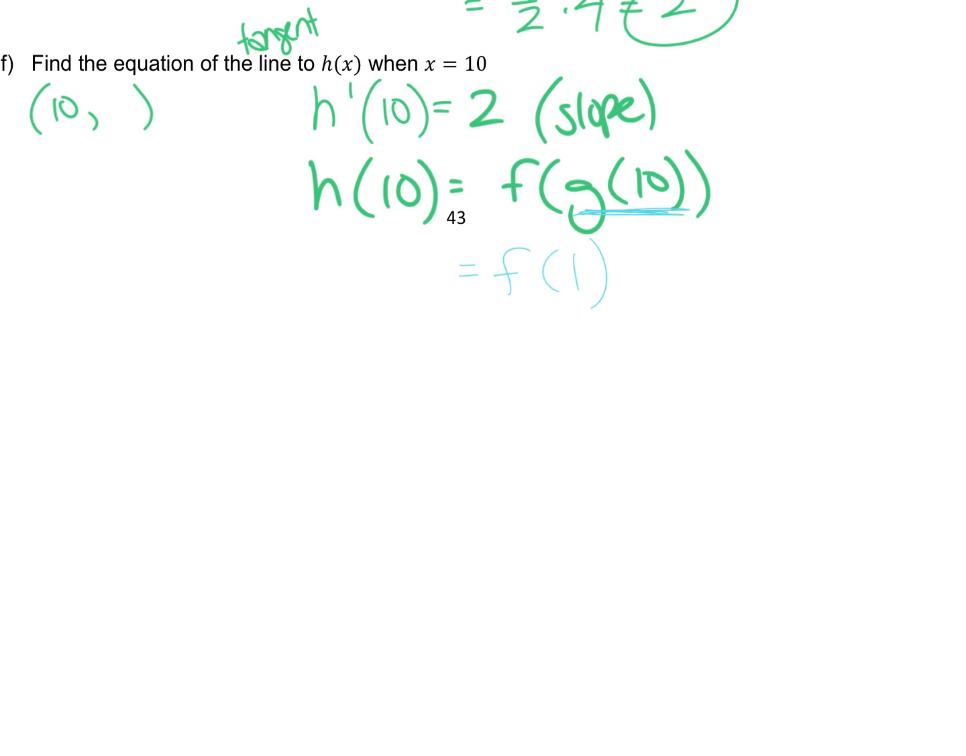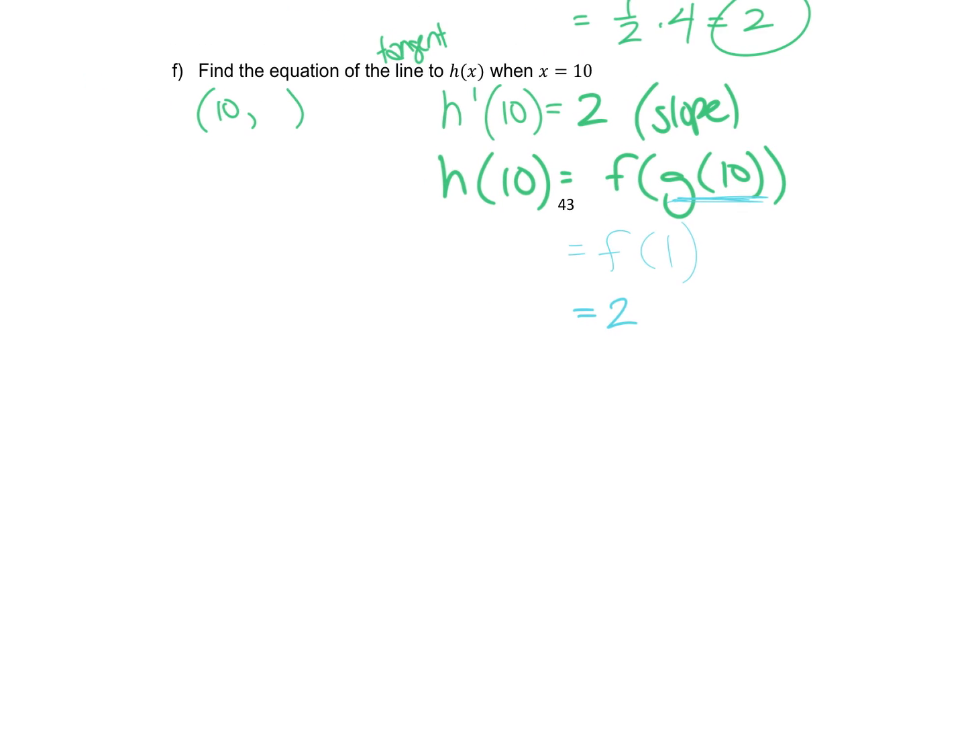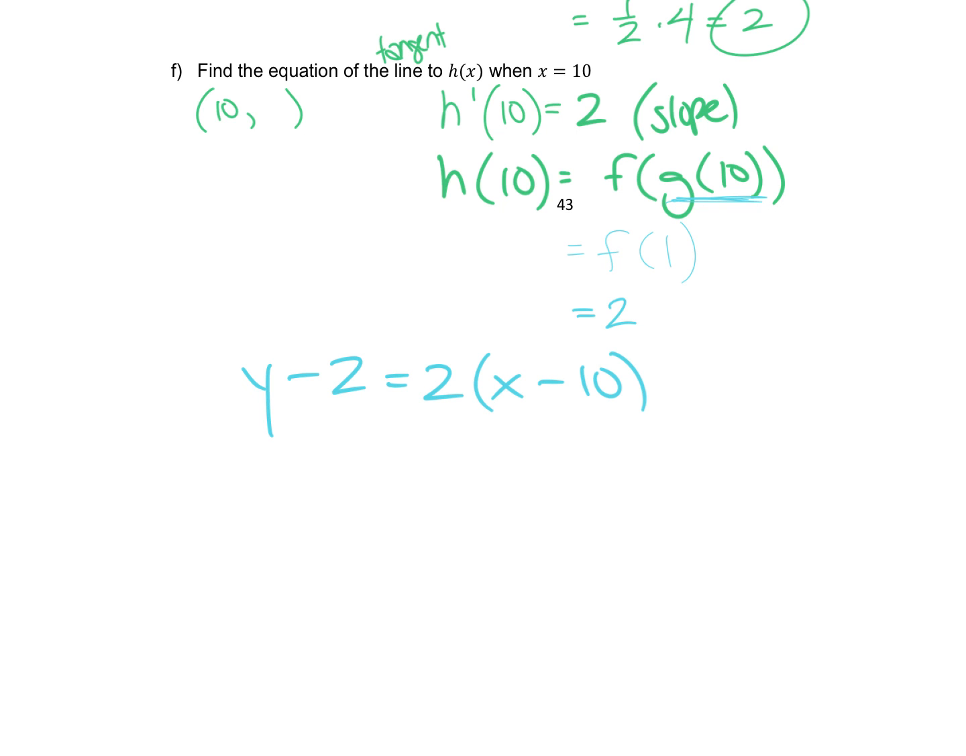All right, so are we ready to write our equation of our tangent line? Yes. All right, so we do y minus, what's my y? That 2 that I just got. Equals, what's my slope? 2. X minus 10. Yay! There we are. Clap for us all.